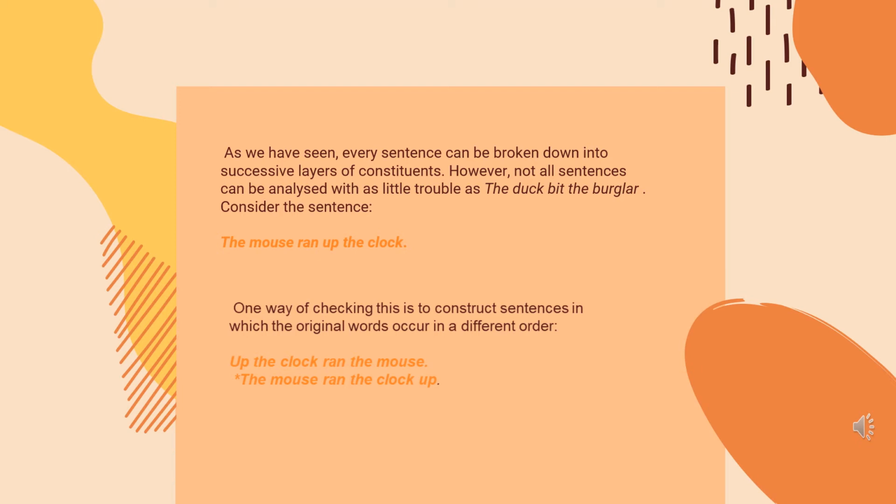One way of checking this is to construct sentences in which the original words occur in a different order. For example, "Up the clock ran the mouse." "The mouse ran the clock up." These sentences suggest that the words "up the clock" should be brought together, since they can be moved as a chunk to the front of the sentence.